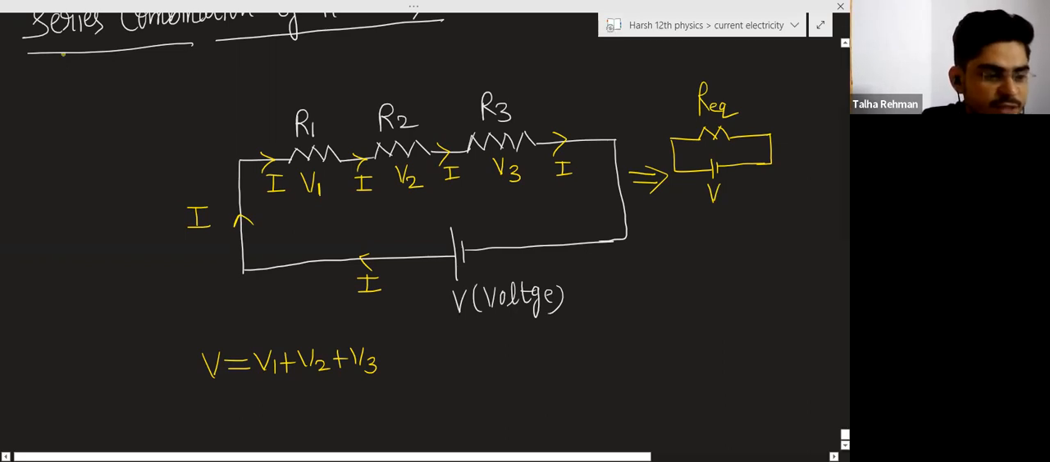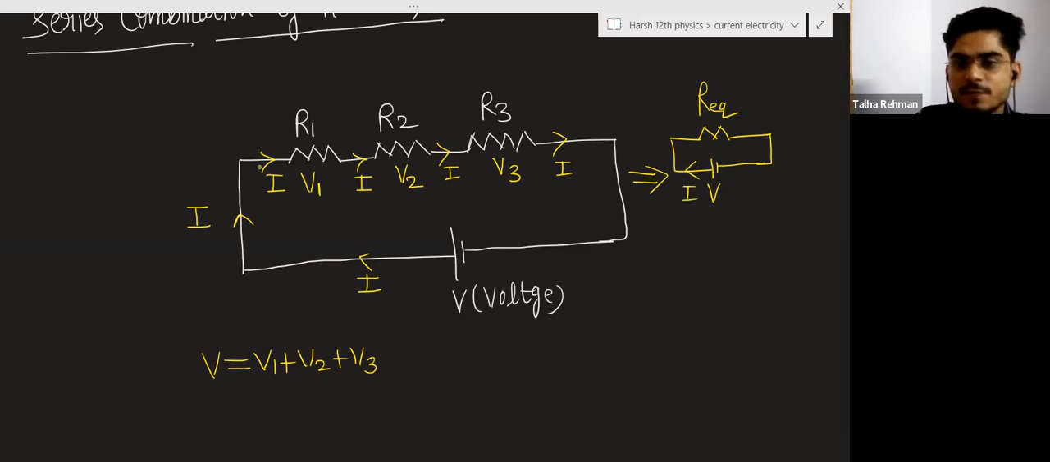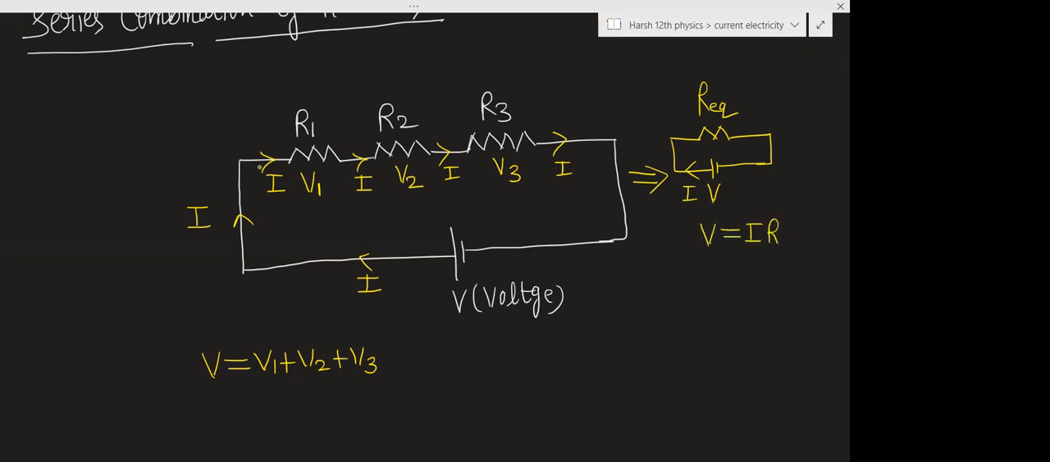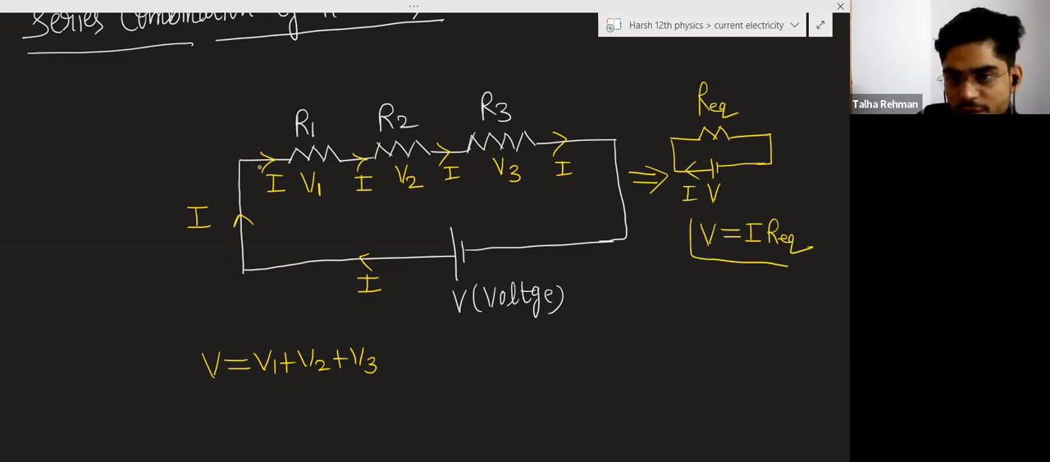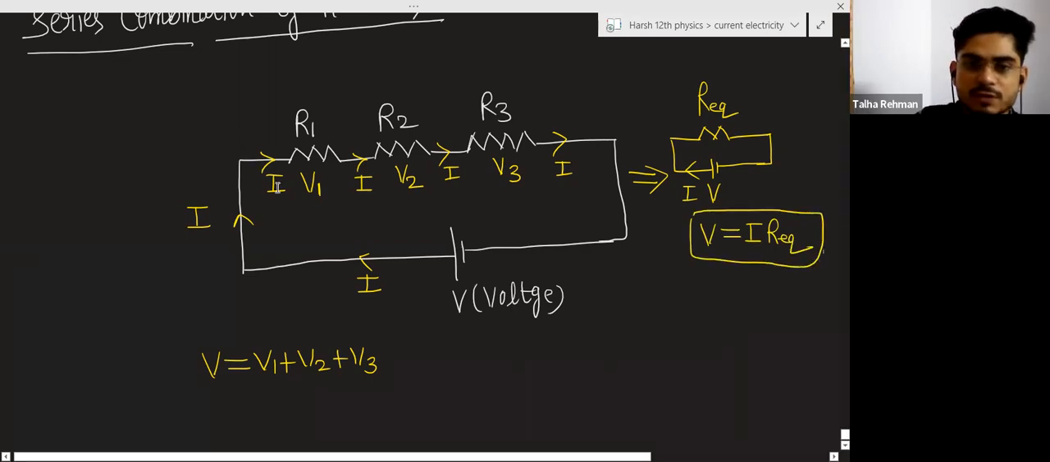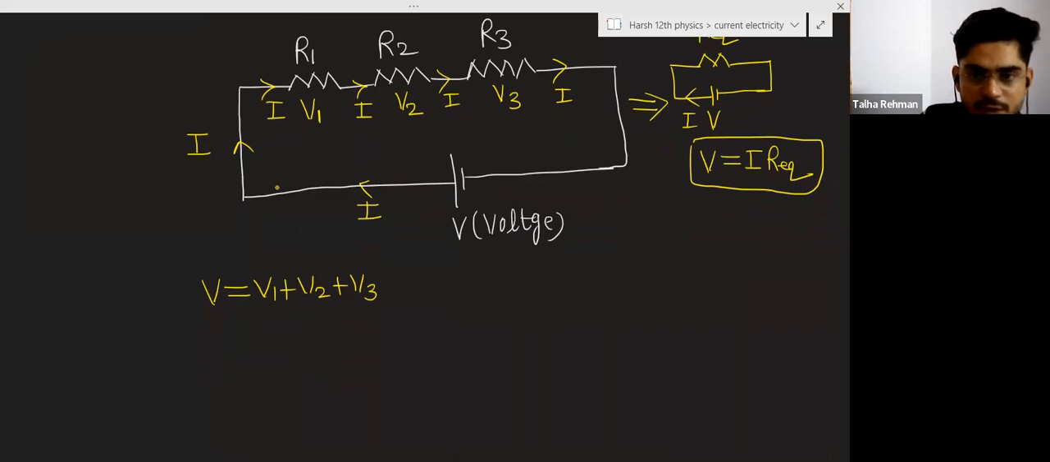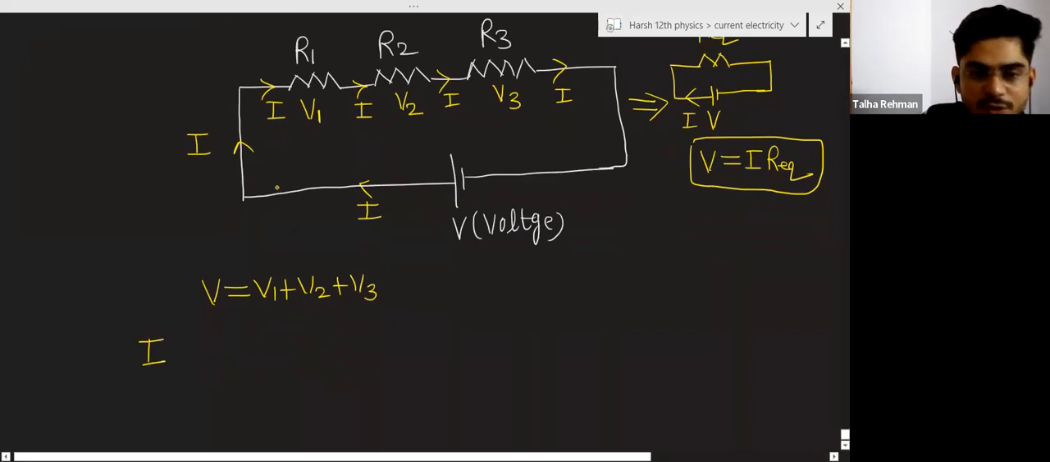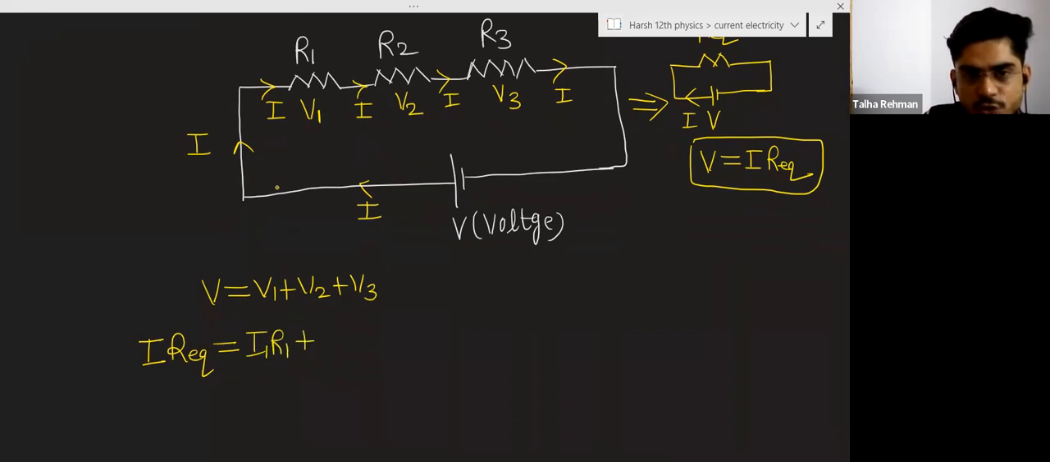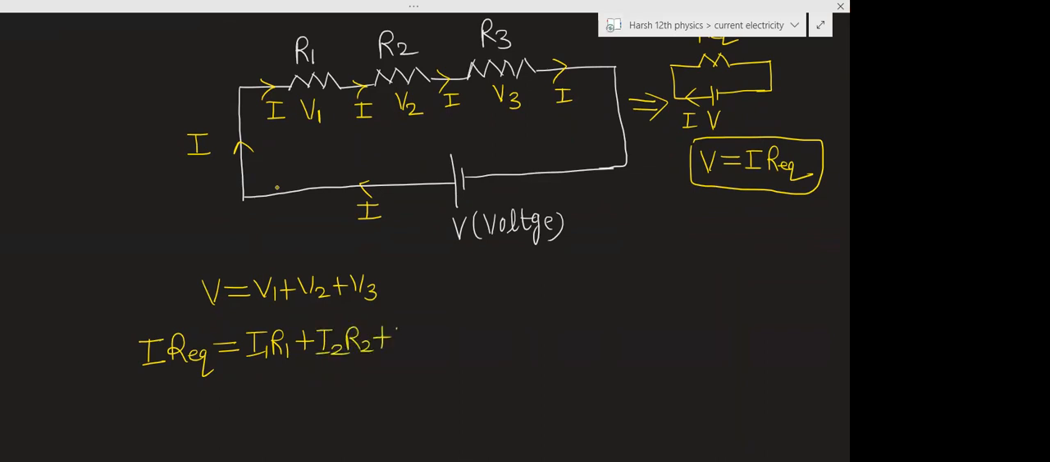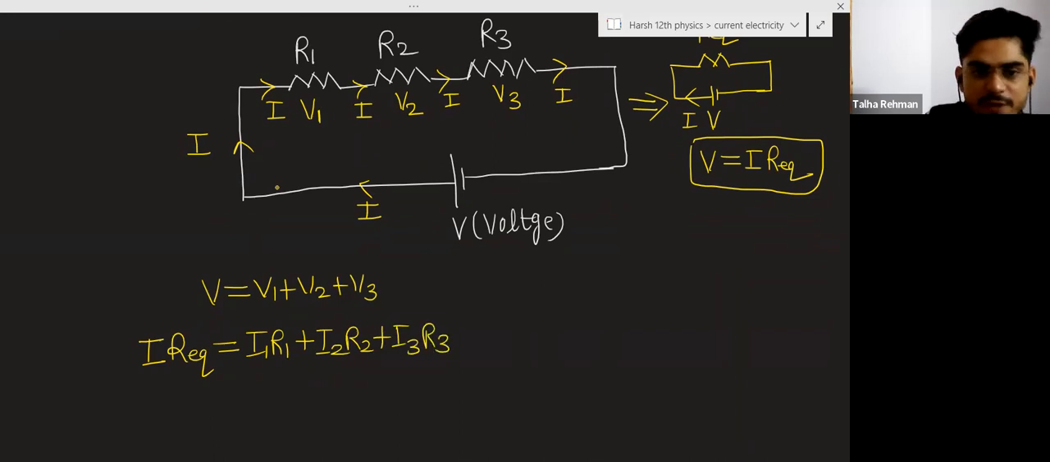Connecting it with the same battery V, current I is flowing. From here you can calculate V is equal to I into R equivalent. So instead of V, you can write I into R equivalent, and V1 is equal to I1 into R1. For V2 you will write I2 into R2, plus I3 into R3.